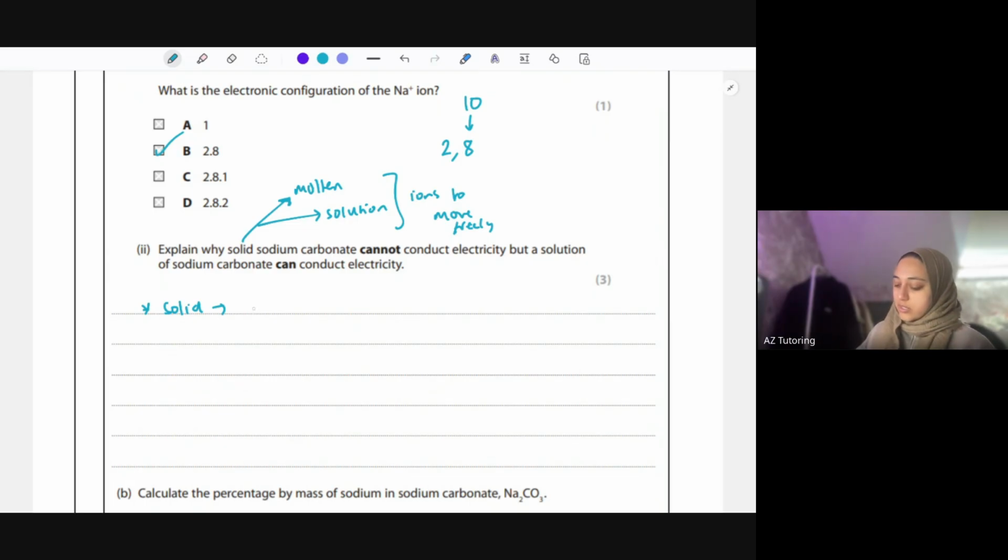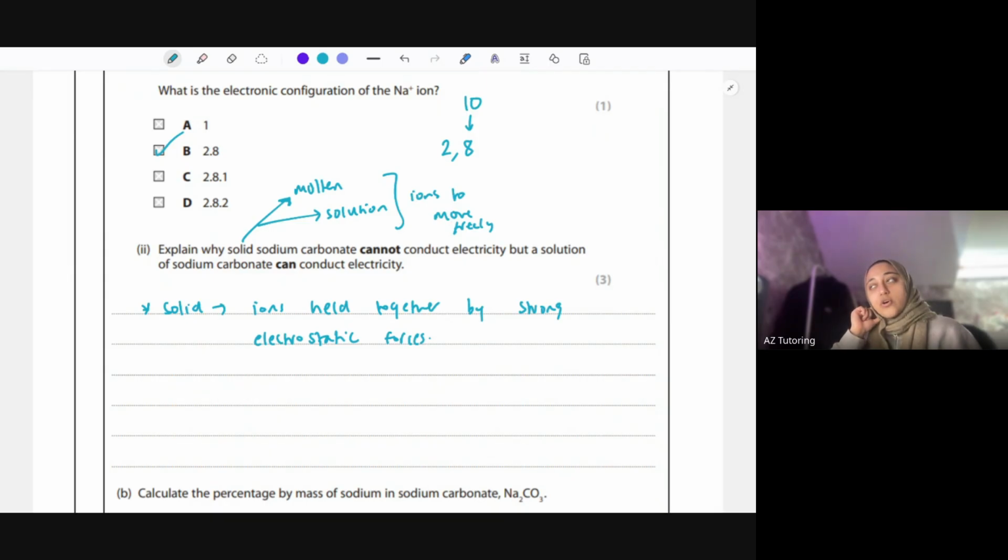So in a solid, the ions are held together by strong electrostatic forces. Remember, you cannot speak about electrostatic forces in covalent bonding because you only speak about electrostatic forces between something positive and negative. There's no positive and negative within covalent bonding, just ionic. So the ions are held together by strong electrostatic forces, so the ions cannot move because of that.